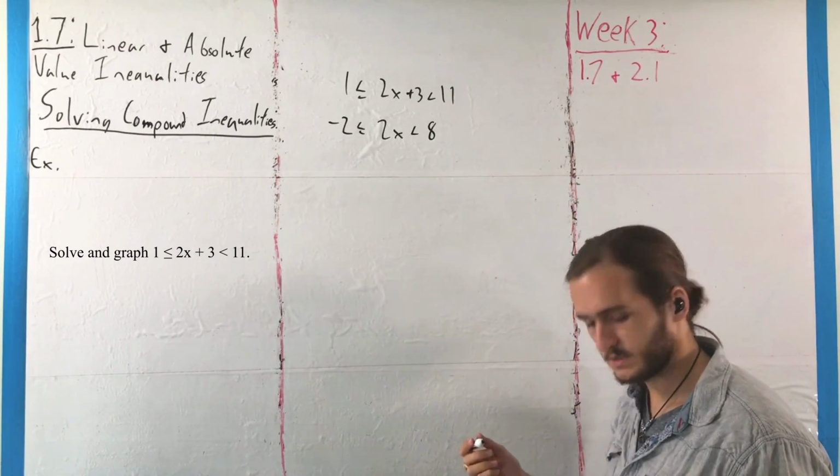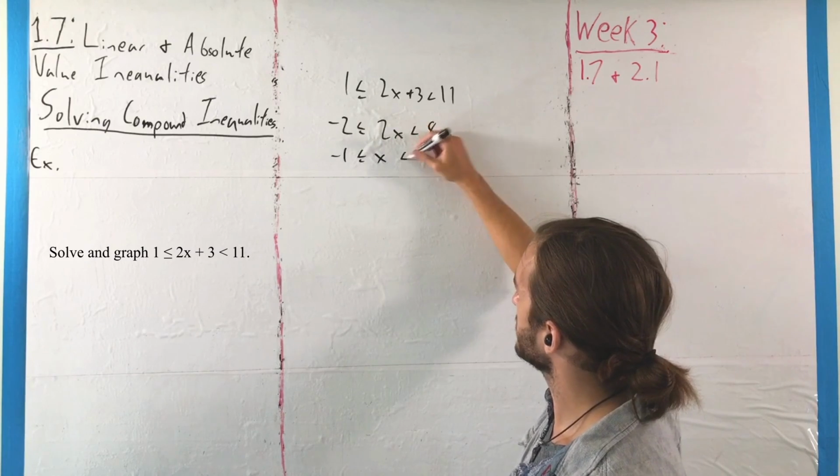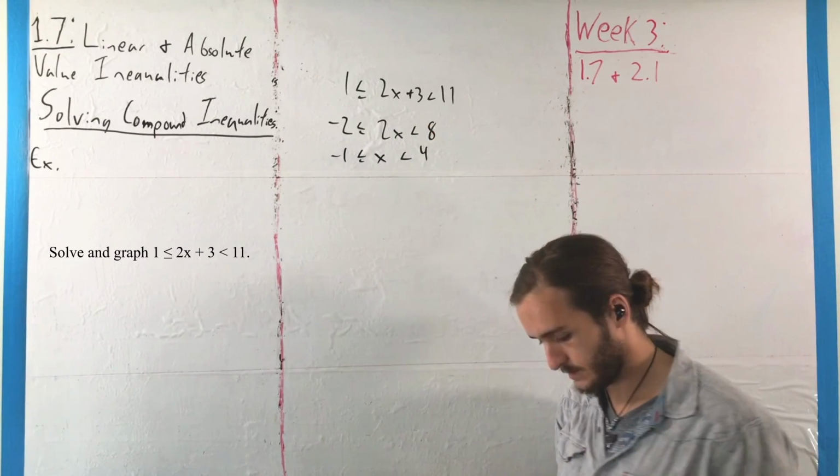And then it's pretty simple from there. We just divide out the 2, and we get that negative 1 is less than or equal to x, which is itself less than 4.